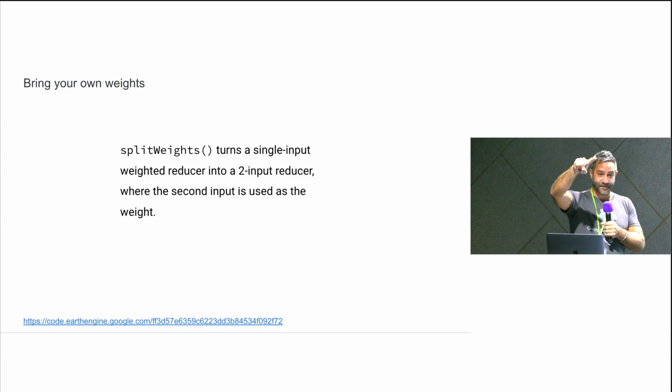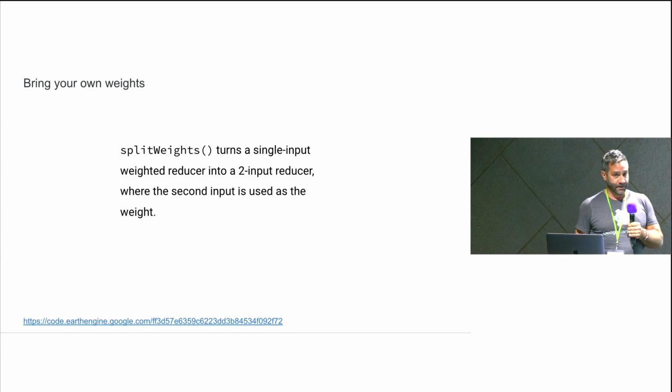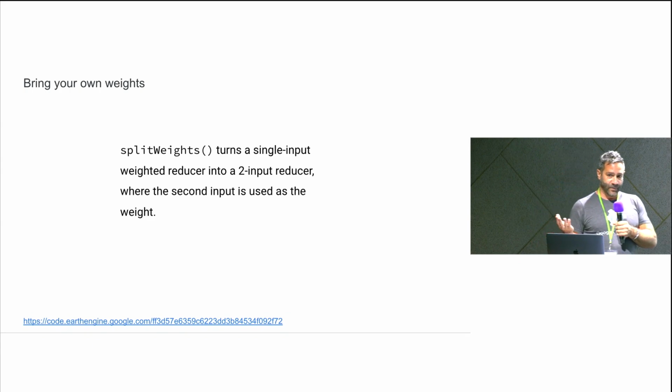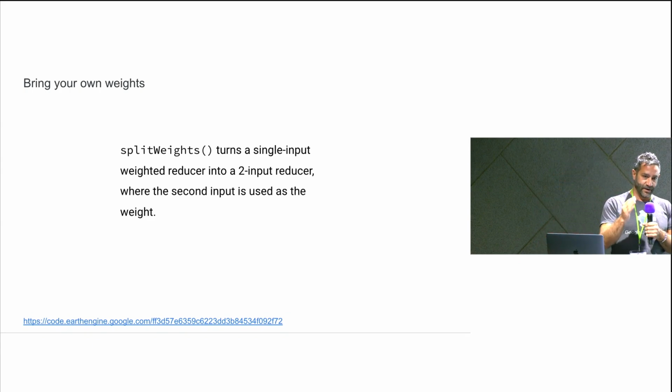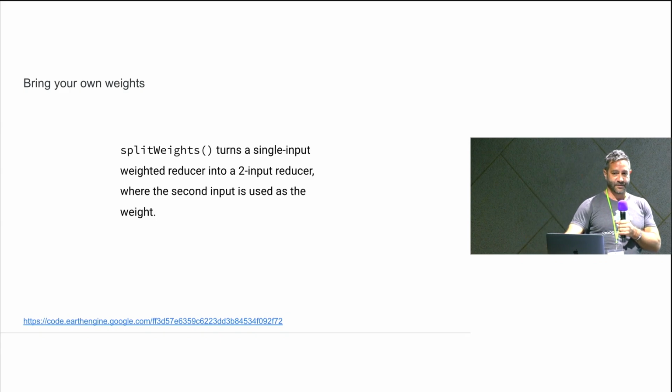This also happens to have the unweighted example in it. Why you would want to do this, we'll get into more later when we get to reduce resolution. But suffice it to say that if you don't want your weights to come from the mask, if you want to provide your own weights, then you can do that. And split weights will turn a single input reducer, such as average or sum, into a two input reducer in which the second input is the weight. So if you want to do weighted reductions, you provide two inputs instead of one, where the second input is the weight.